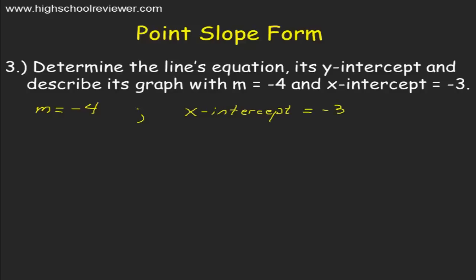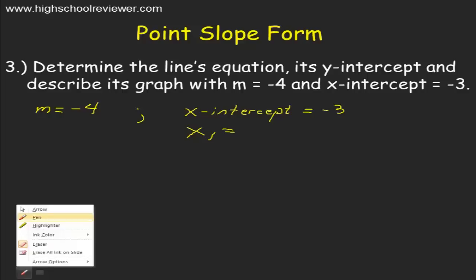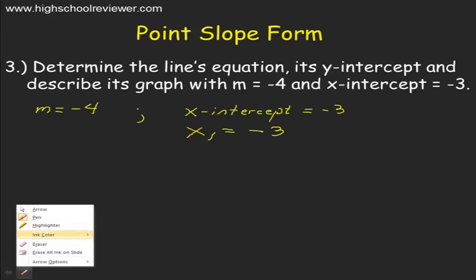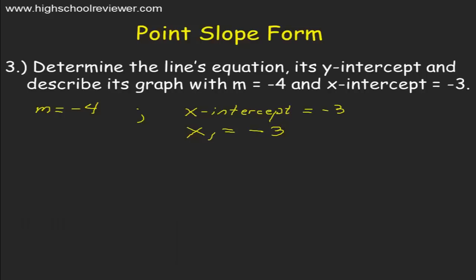Since the x-intercept is the only one that is given, this will be x sub 1 equals negative 3. Okay, and then we are going to use the point-slope form equation. That is y minus y sub 1 equals m multiplied by x minus x sub 1.